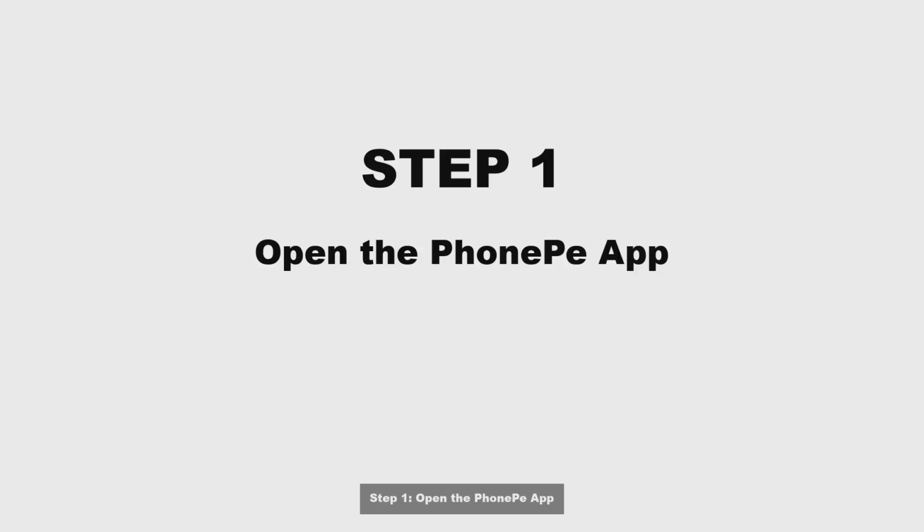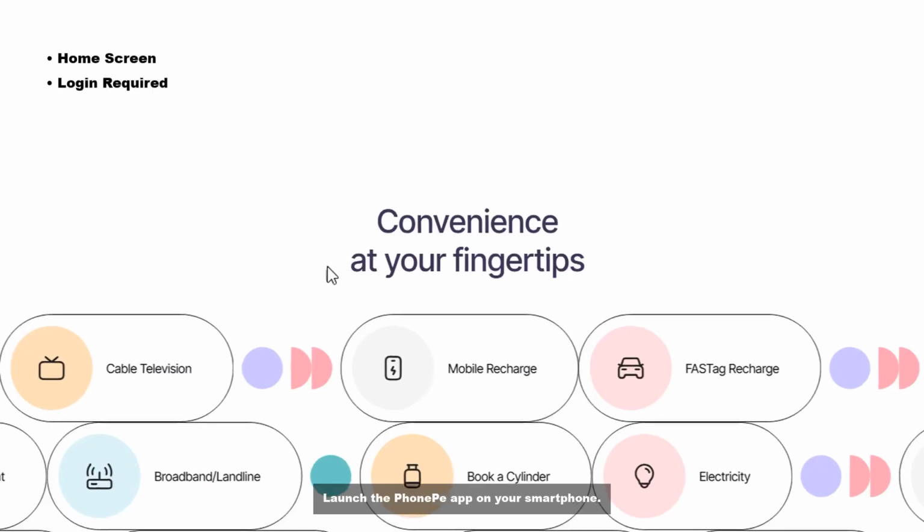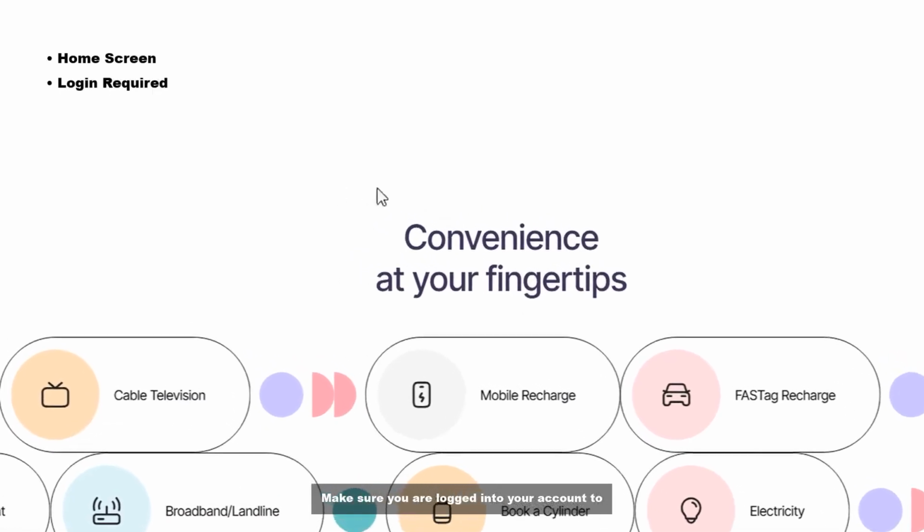Step 1. Open the PhonePe app. Launch the PhonePe app on your smartphone. Make sure you are logged into your account to access all features.